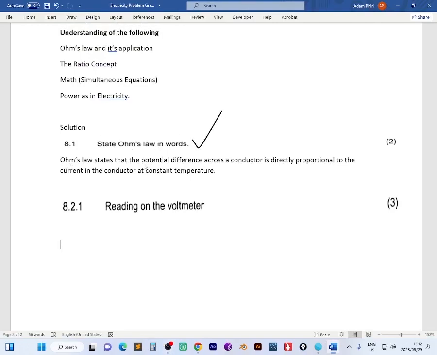State Ohm's law. Ohm's law states that the potential difference across a conductor is directly proportional to the current in the conductor at constant temperature. Make sure you memorize it correctly. They want it exactly as it is.